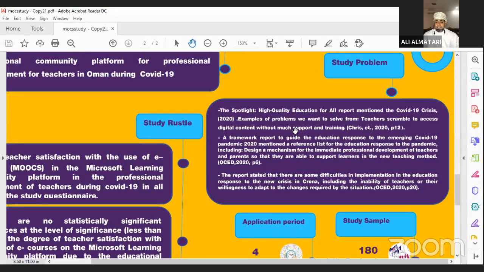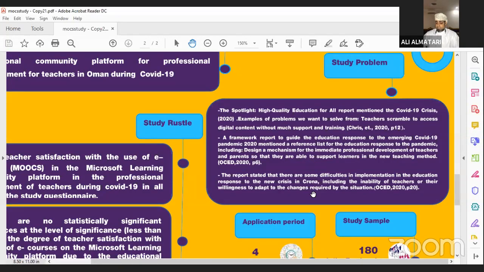Teachers scramble to access digital content without much support and training. Also, a framework report to guide the education response to the emerging COVID-19 pandemic, 2020, mentioned a reference list for the education response, including a design mechanism for the immediate professional development of teachers and parents so that they are able to support learners in the new teaching method. And this is what we need, especially in this case, because parents and teachers should work together to support a new method of learning.